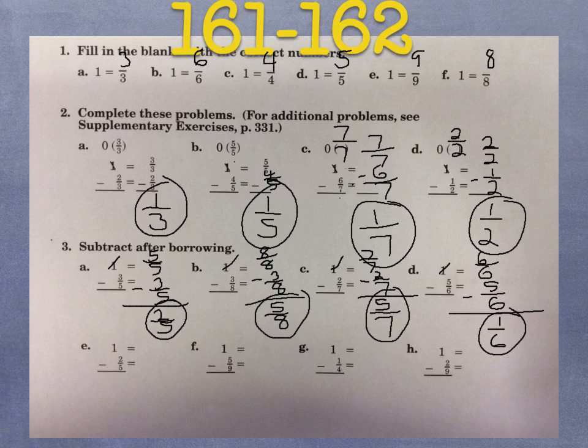E, we're going to borrow from the 1. Since it's a 5 at the bottom, we'll make it 5/5. Subtract 2/5. And that leaves us with 3/5.